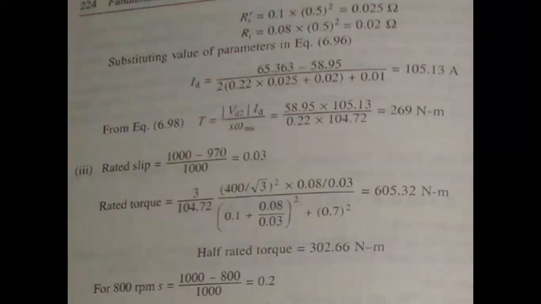Okay, so in the third bit, you want to take the half of the rated torque and you have to find the alpha at 800 rpm. So we have to find out the slip at 800 rpm, and we have to take half of the rated torque. So half of the rated torque means 605.32 divided by 2, that is 302.66. This is the half rated torque. And slip at 800 rpm, S is equal to 1000 minus 800 by 1000, that is 0.2. From this we have to find alpha.